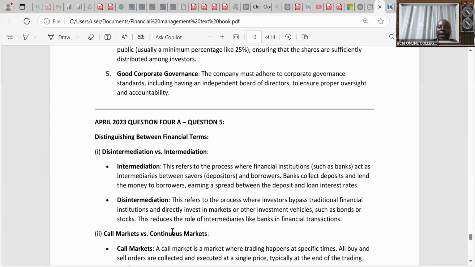And then we have call markets and continuous markets. There is a time when Nairobi Stock Exchange was a call market. And today it's a continuous market. So continuous market means that our shares at the NSE are sold throughout. Now we have automated trading systems. Actually, now with even online, you can buy shares at night. You can buy shares anywhere. All right. That's a continuous market.